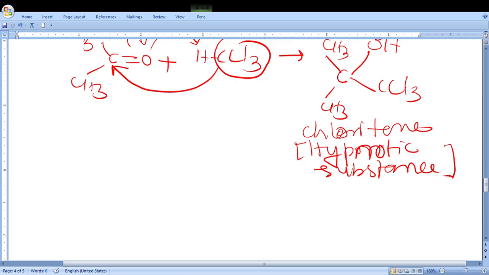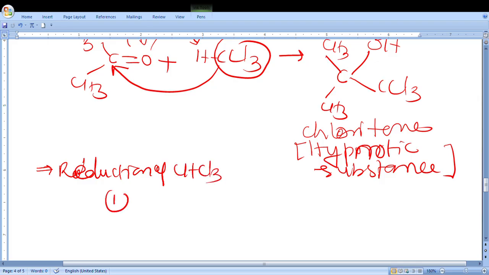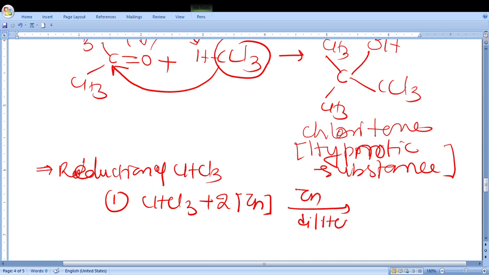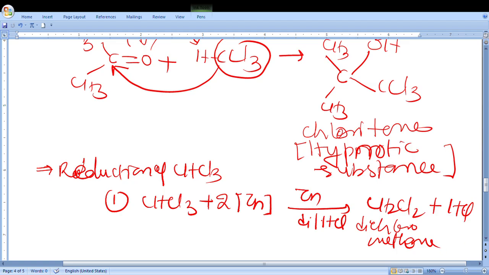Next, reduction of chloroform. Now we are coming to reduction of chloroform. Number 1, CHCl3 in presence of zinc and HCl, Zn and HCl, to give CH2Cl2 plus HCl. This is called dichloromethane. Dichloromethane.